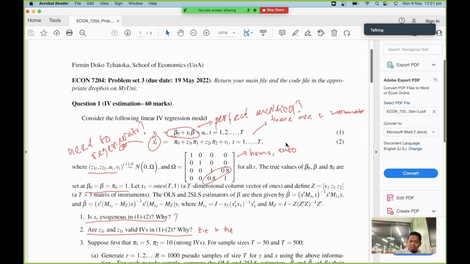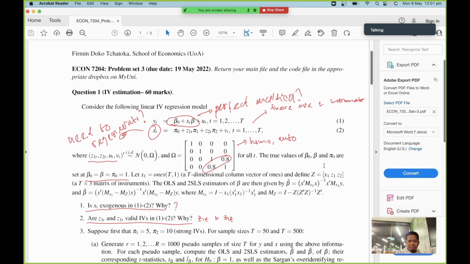They are IID with mean equal to 0. Then the standard deviations are omega here. And we know that the matrix omega is almost equal to an identity matrix. But for the third and the third element, we have a sort of problem here, 0.8. I mean, that could tell us that we have an endogeneity problem here. And also we know from the problem that the parameters beta 0, beta and phi0 are equal to 1, and x1 is defined as a vector of 1s, in which the number of rows is T.